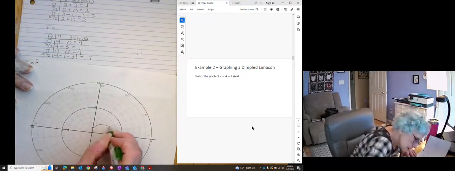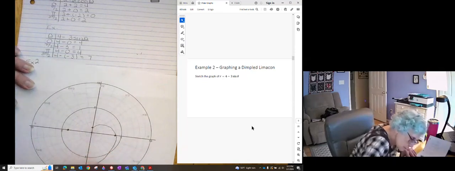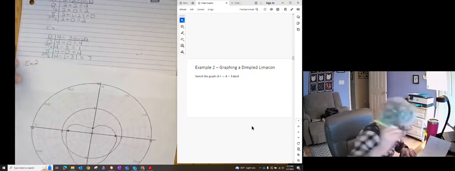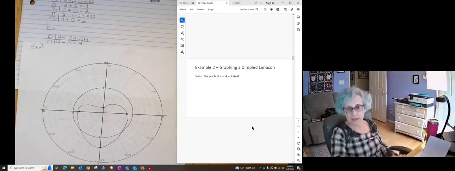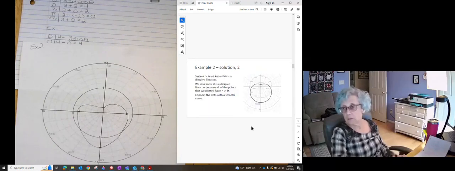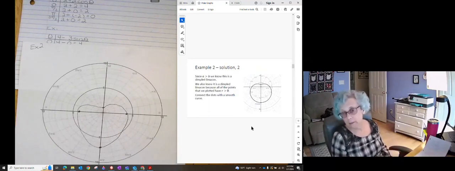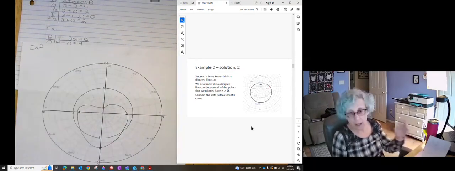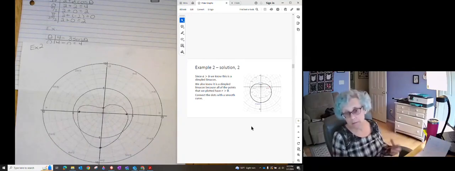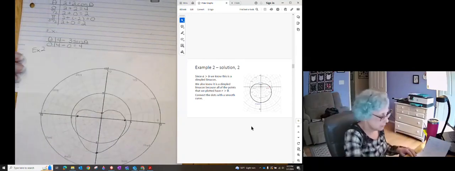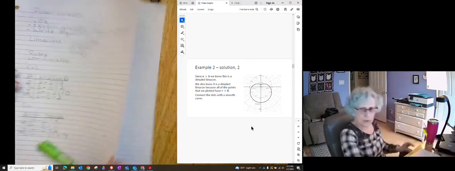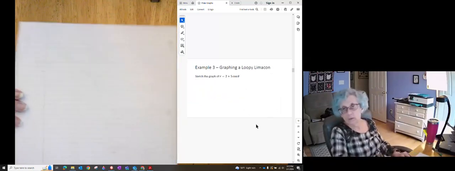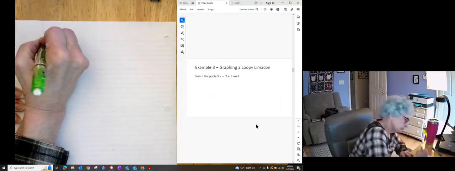So here's my little dimple. Looks something like that, except even more like that. Your limacons can be as much like a guitar pick as mine are. They don't have to be perfect. Now, how are we going to know when we have a loopy limacon? We will know from our table.